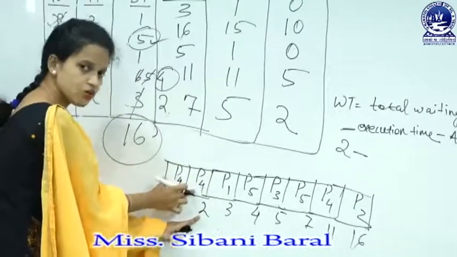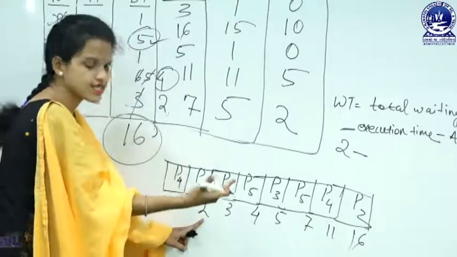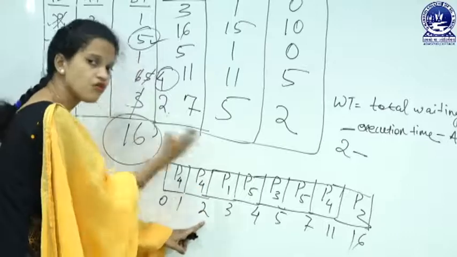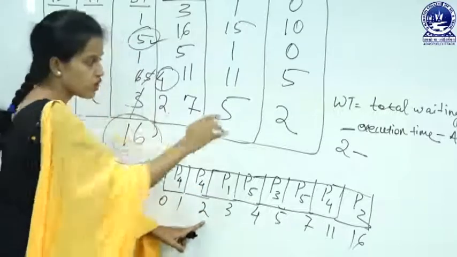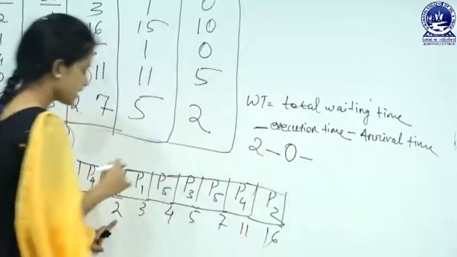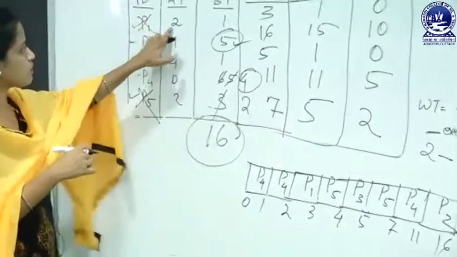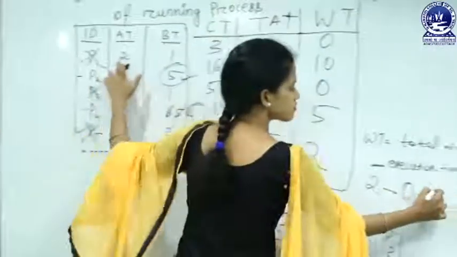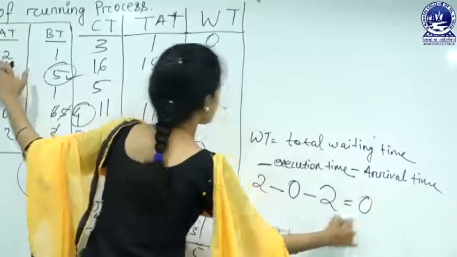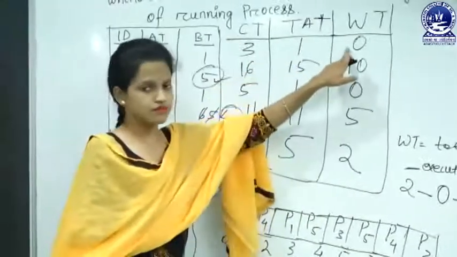No. P1 is executing at 2 milliseconds. It starts its execution at 2 milliseconds. Before that, it is not executing. So the execution time will be 0 minus arrival time of P1. What is the arrival time of P1? That is 2. 2 minus 2, that is 0. Okay. So check out the waiting time.